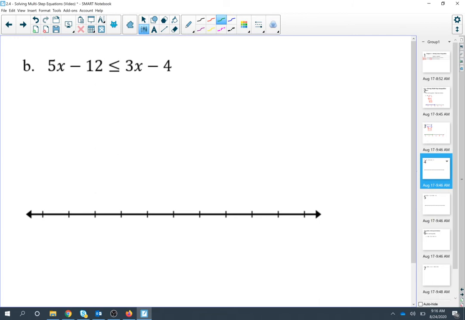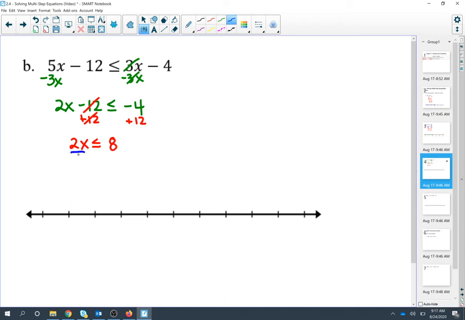Letter B, 5x minus 12 is less than or equal to 3x minus 4. On this one, I have variables on both sides of my inequality, so I'm going to start by bringing all of my variables to one side. That will leave me with 2x minus 12 is less than or equal to negative 4. Now, yes, I subtracted, but remember, you only switch the sign if it's multiplication or division by a negative. Then I'm going to add 12, which is going to leave me with 2x is less than or equal to 8.